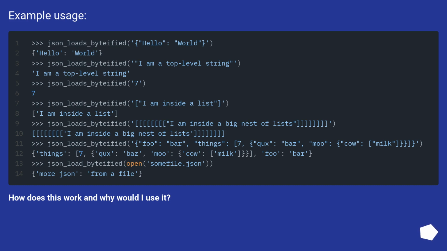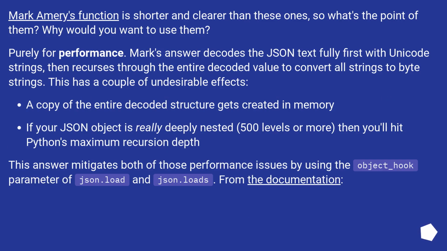How does this work and why would I use it? Mark Amery's function is shorter and clearer than these ones, so what's the point of them? Why would you want to use them? Purely for performance. Mark's answer decodes the JSON text fully first with Unicode strings, then recurses through the entire decoded value to convert all strings to byte strings.